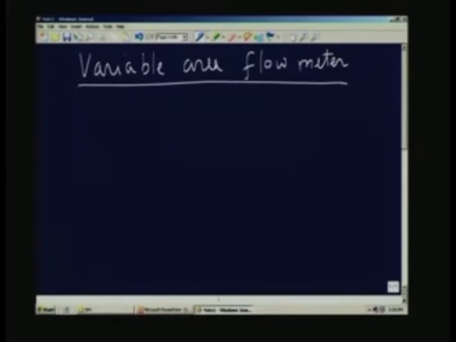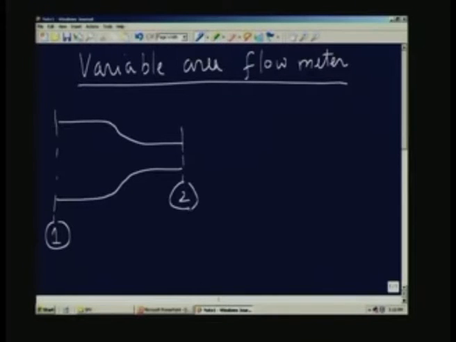So let me just indicate what we are trying to do. We deliberately introduce some change in area. So let us assume that this is the region in which we are interested. We will call this station 1, we will call this station 2, and we shall assume for the present that the flow is entering with the velocity u1 and the area of cross section is A1, and at section 2 the values are going to be u2 and the area of cross section A2.